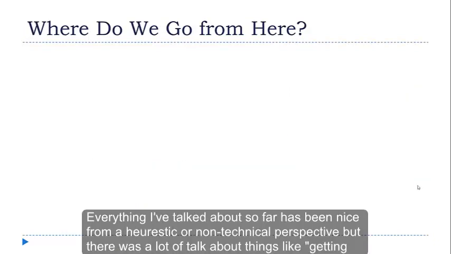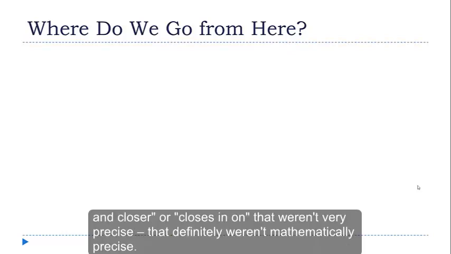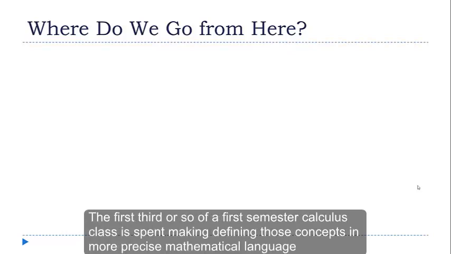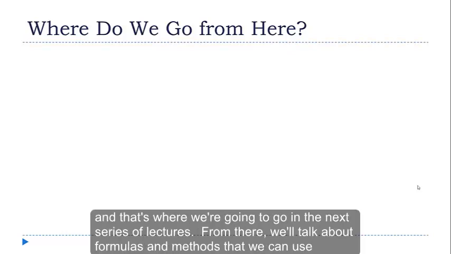Now, everything I've talked about so far has been nice from a heuristic or a non-technical perspective. But there's a lot of talk about things like getting closer and closer or closes in on that weren't very precise and that definitely weren't mathematically precise. So the first third or so of a first semester calculus class is spent defining those concepts in a more precise mathematical language, and that's what we're going to do in the next series of lectures here.